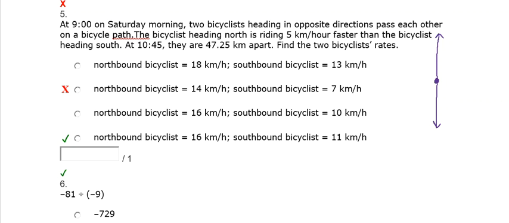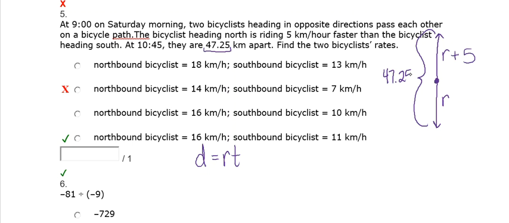At 10:45, they're 47.25 kilometers apart. Find their 2 rates. So the bicyclist heading south has the slower rate, so we're going to call that R. And the bicyclist heading north has the faster rate, that's going to be R plus 5. What we need to remember is the formula distance equals rate times time. And the distance that they travel, 47.25, that's the total distance for both of them, 47.25 kilometers.